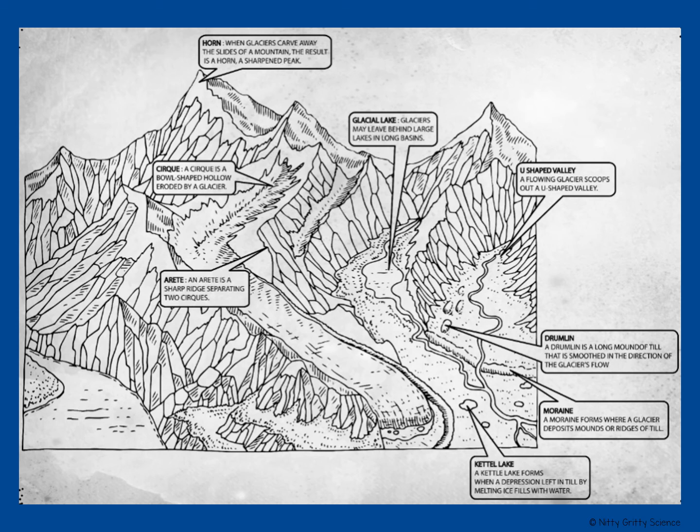Now this diagram shows many landforms, including the moraines and kettles, but also other glacial features including horns, when glaciers carve away the sides of mountains, cirques, or bowl-shaped hollows eroded by glaciers. U-shaped valleys often occur after a glacier scoops it out, or sharp ridges happen between two cirques called the arête.